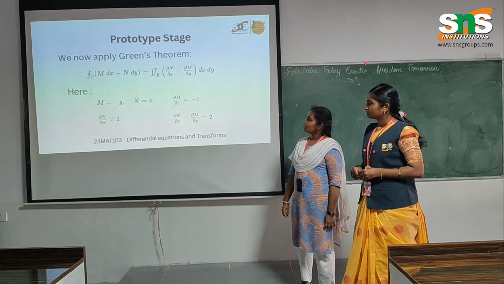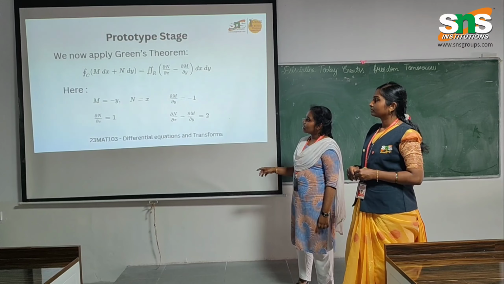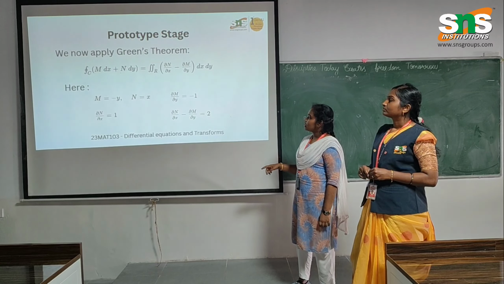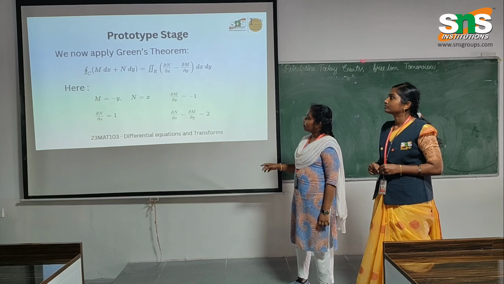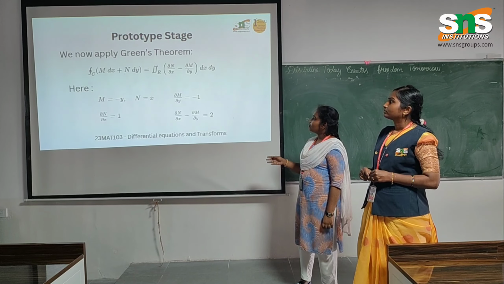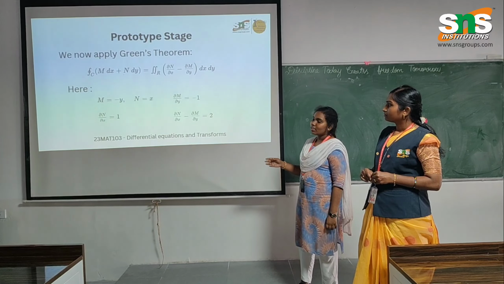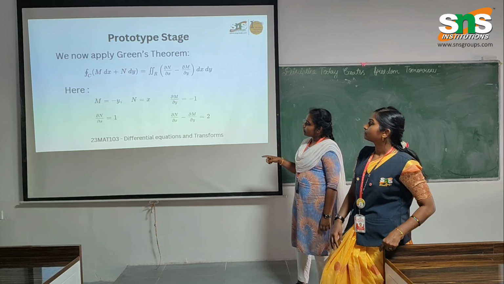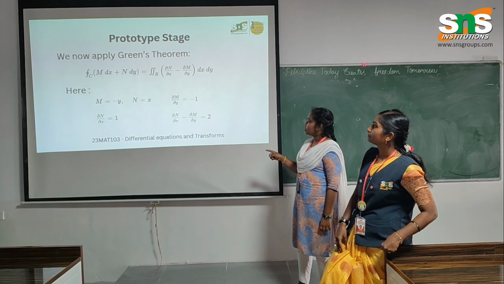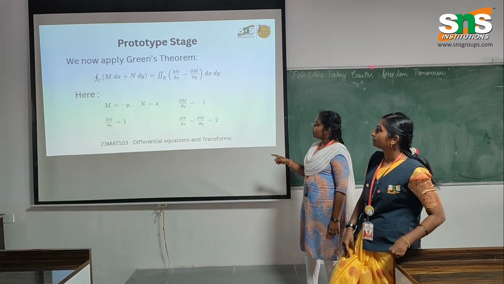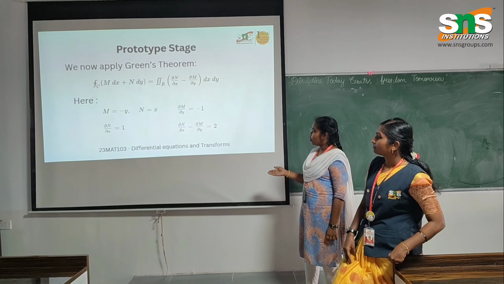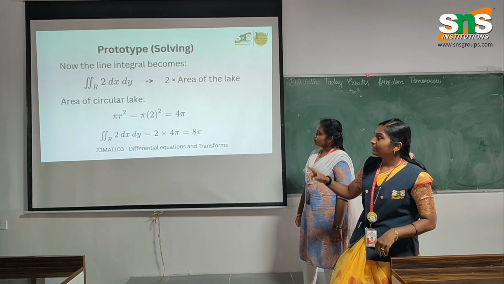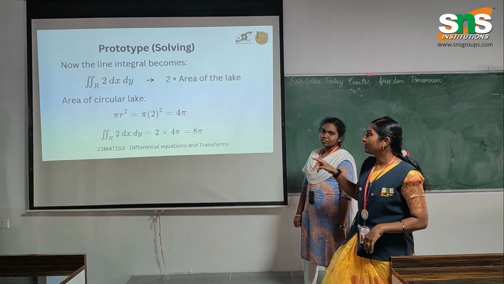So the line integral over C of m dx plus n dy is equal to the double integral over R of (dou n by dou x minus dou m by dou y) dx dy. Here m is minus y and n is x. So dou n by dou x is 1 and dou m by dou y is minus 1. So dou n by dou x minus dou m by dou y is equal to 2. Next slide. Now the line integral becomes the double integral over R of 2 dx dy.